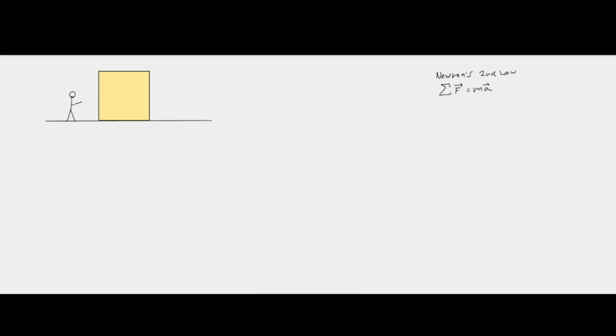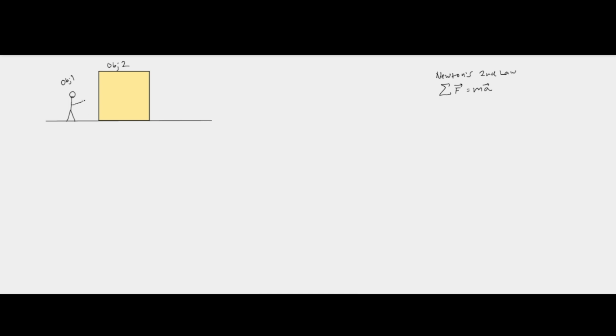Now, the formal definition of the third law states that the interaction between two objects can be represented as two forces having equal magnitudes and opposite directions. So we need two objects. In this case, here we have a person, which can be object 1, and we have a box, which can be object 2. So, okay, we've got the two objects, and it states again that any interaction is represented by two forces having equal magnitudes and opposite directions.